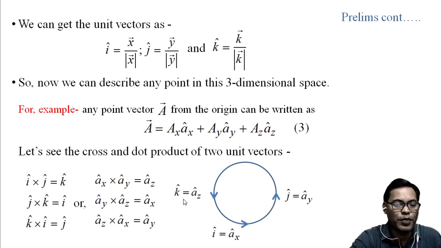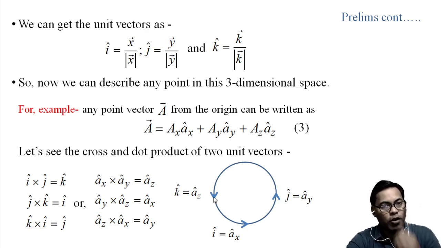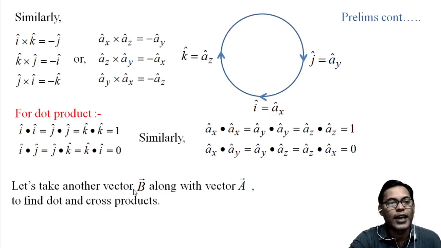Similarly, we can replace i, j, k by ax, ay, az, and we can get the cross product of the three unit vectors. Here it is written, you can see that. And if we move in the clockwise direction, the expression is written here.